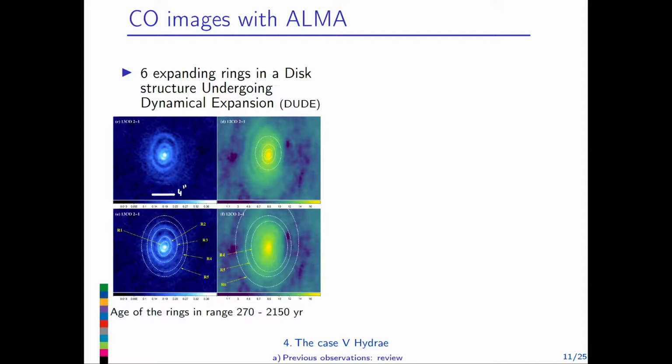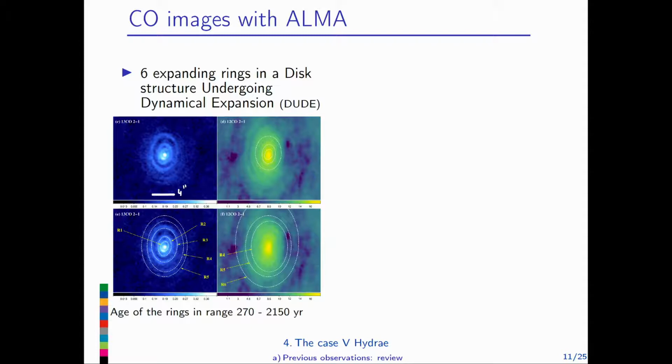As you can see, we have 4 arcseconds of scale. And they could image 6 expanding rings. You can see on the picture 6 different expanding rings. They were coming from the star and extending. So they could model those rings.